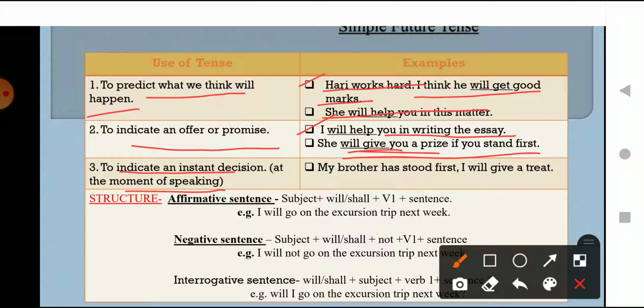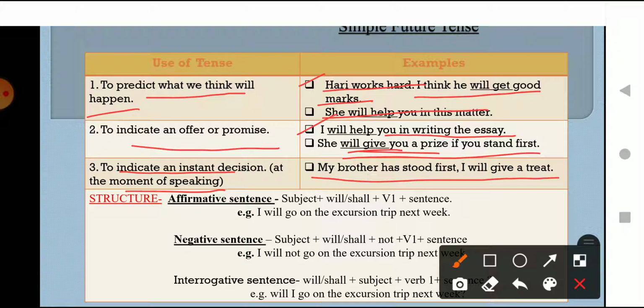My brother has stood first, I will give a treat. Okay, so what is this? There I am saying that if my brother has stood first, means if he got first position, I will give a treat to all of you. So this is an instant decision that I made, that if he gets first position, I will treat the other people.